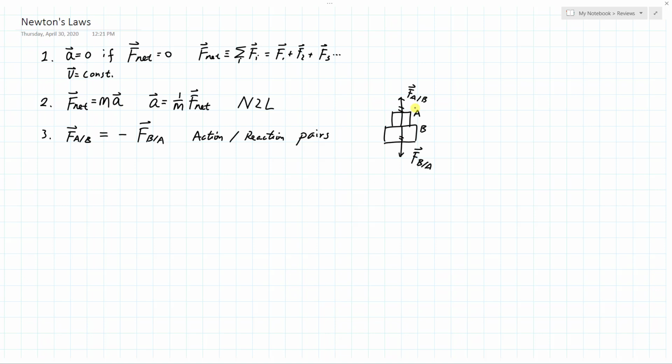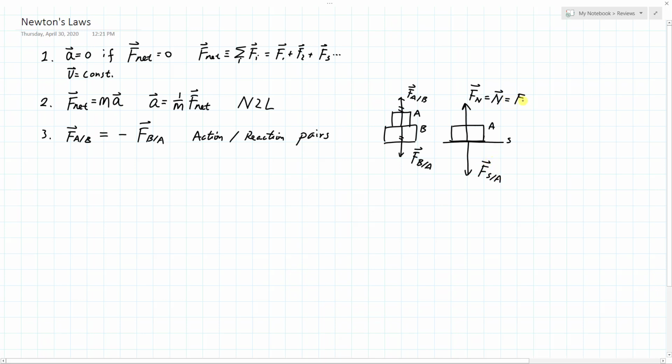But when you just have one object, say sitting on an inclined plane or maybe sitting on a level surface, something like this, you don't have to include this. You know that the surface is pushing this object A. This is A, this is the surface. So you can just call it the normal force from the surface. You know that A also pushes down on the surface. This is the surface feeling A's push. This is A feeling the surface pushing upward.